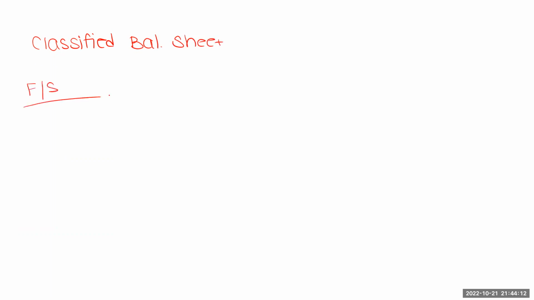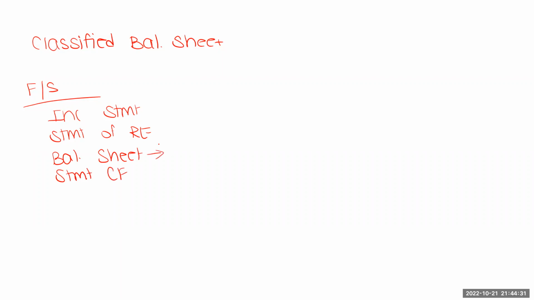For our last topic in Chapter 5, we talk about the classified balance sheet. Now, if you remember in Chapter 2, when we first learned about financial statements, we said there were 4 financial statements: the income statement, statement of retained earnings, the balance sheet, and the statement of cash flows. We focused on the first 3 statements. We're touching on the balance sheet again.